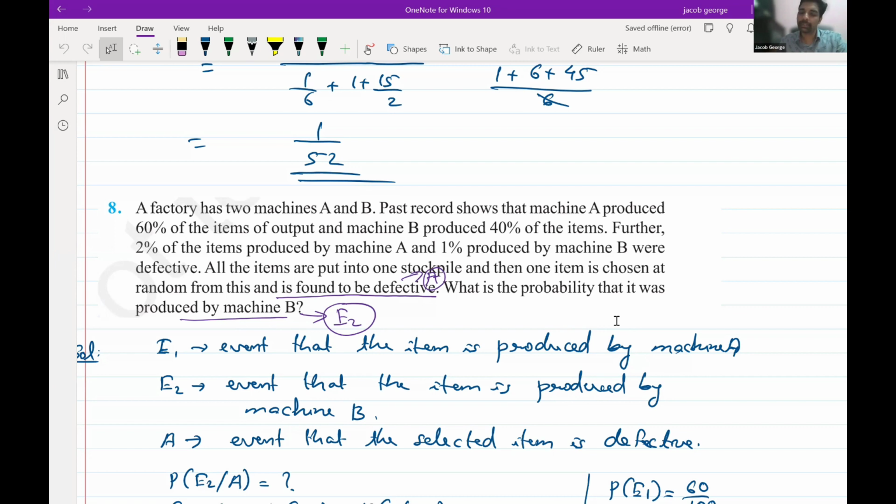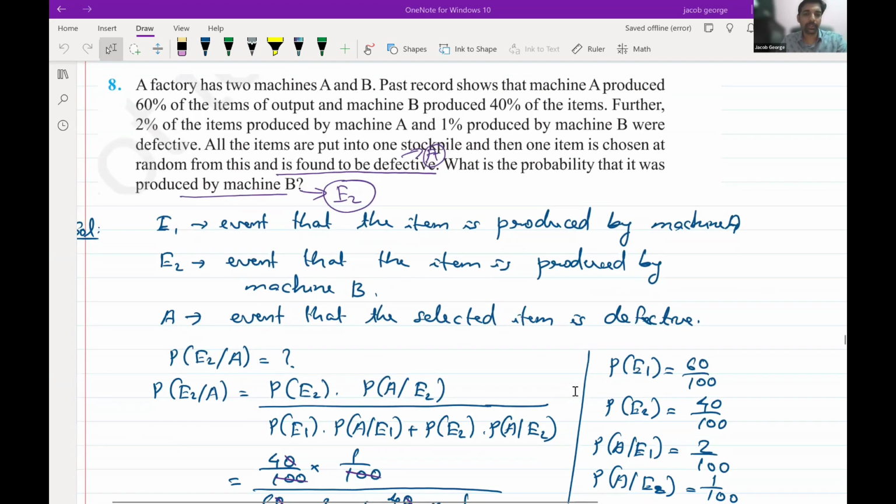So here again, Bayes theorem. Capital A is given. But that also they can easily split like this. Find the probability that the selected item is defective. P of A can be another part. What is the probability that it was produced by machine B? Machine B means E2. So here what is asked? P of E2 given A, right? P of E2 given A is asked. So you will write all the data.